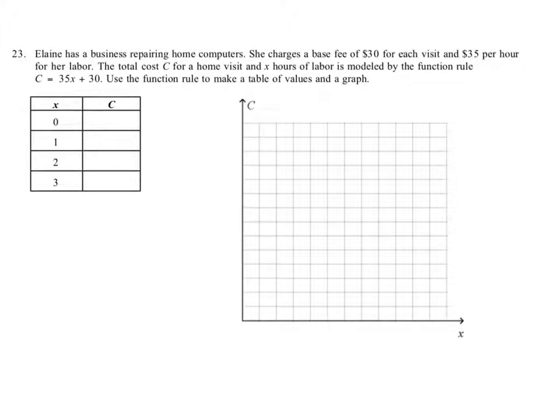And they give you then the function rule here. Cost is 35 times the number of hours plus 30. And would you ever have a cost? Well, would you ever have a situation where it took her 0 hours to do it?